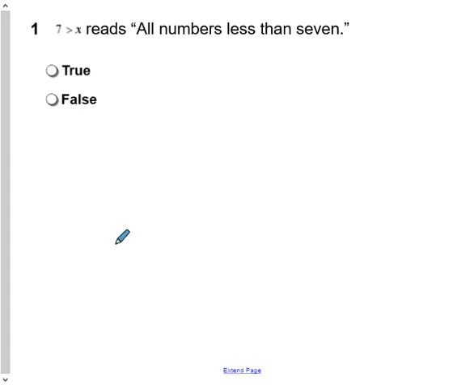The first 5 questions are true and false, and it says 7 is greater than x. Reads all numbers less than 7. And the trick to this is, if you look at this inequality right here, and I'll just make it a little bit bigger. What you were told to do is, if you have a variable, read the variable towards the number. So if I read x, I could also read it as all numbers.